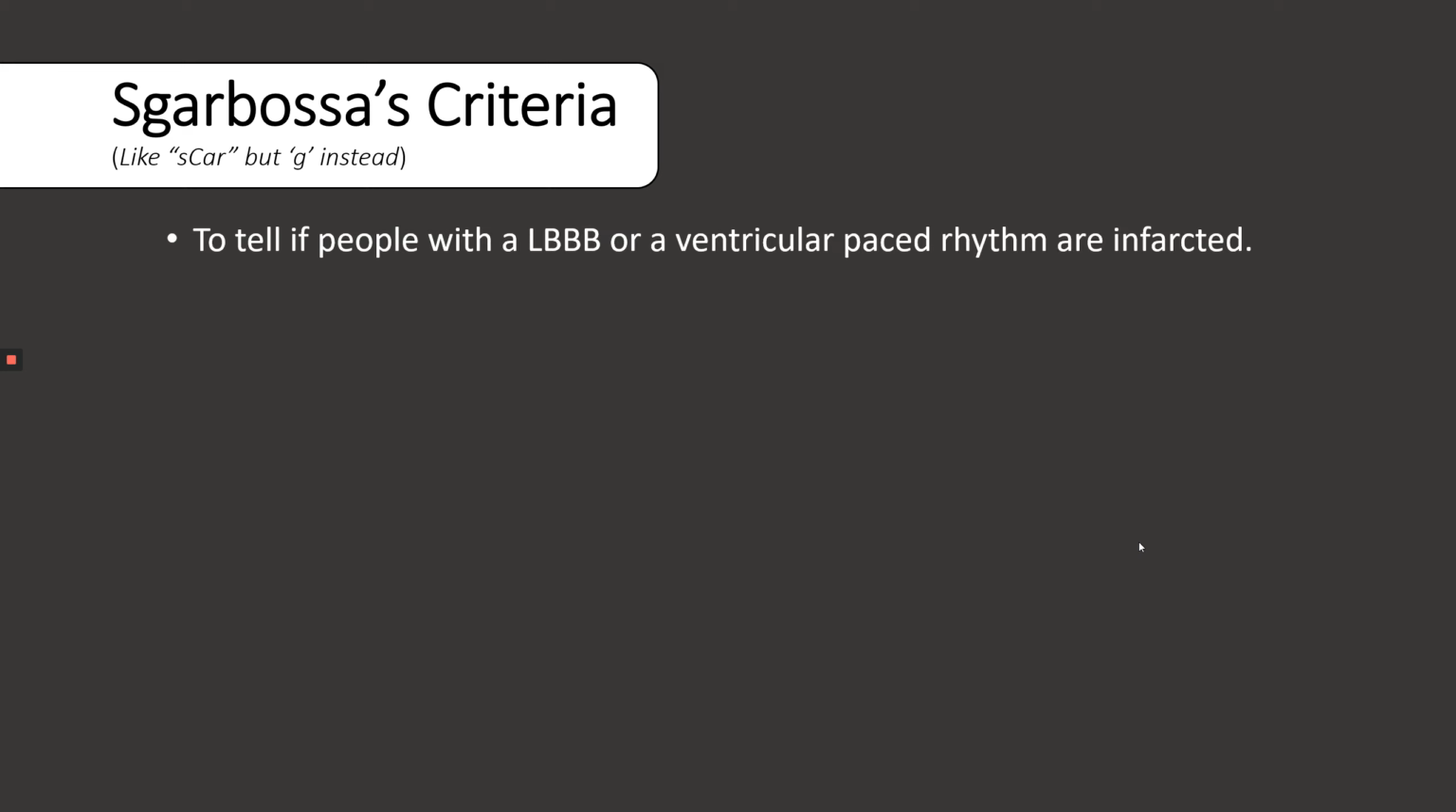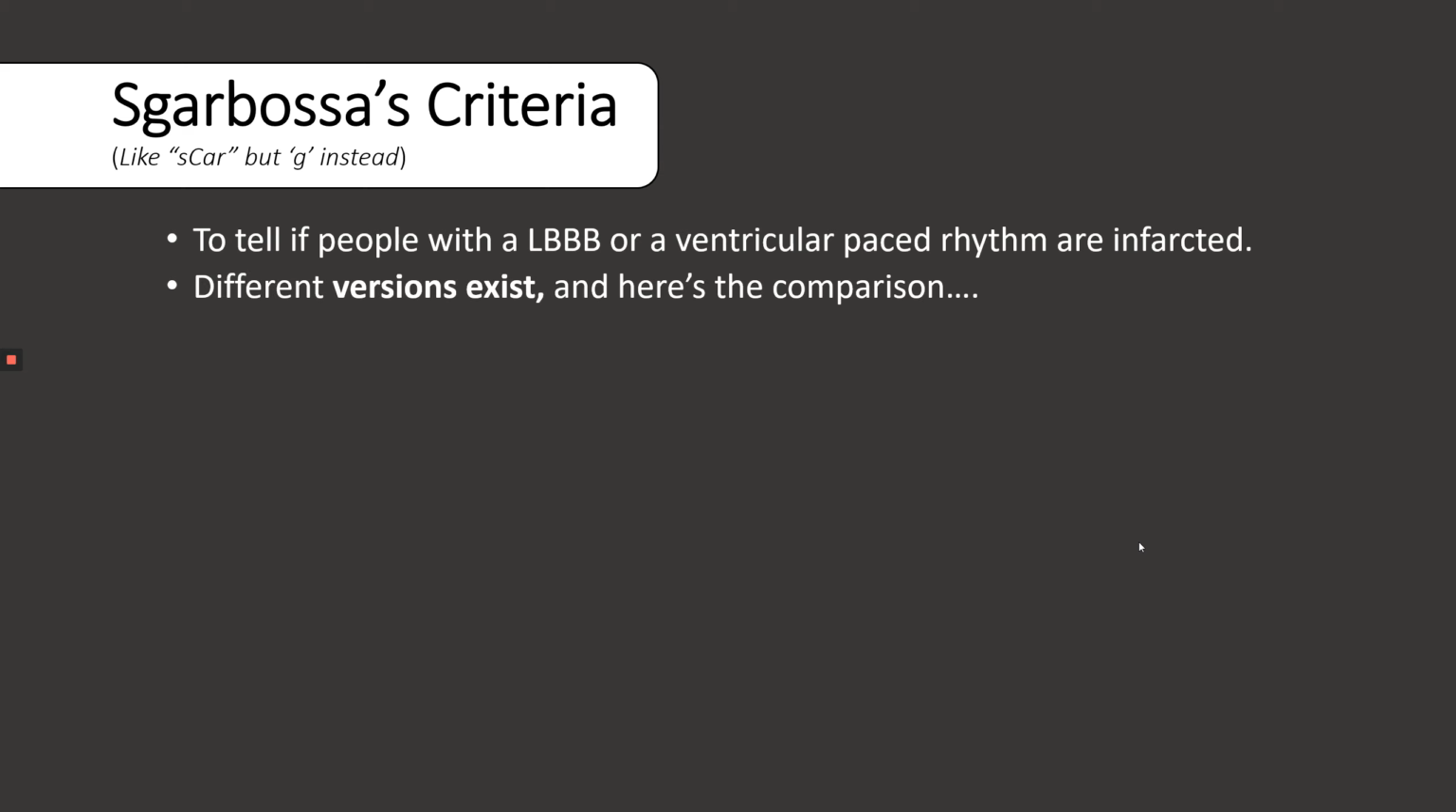So this is how you spell it. First of all, Sgarbossa's criteria. Now, the purpose of this criteria is to tell if people with a left bundle branch block or a ventricular paced rhythm are infarcted. So are they having a STEMI or not? That's kind of the point of this criteria.